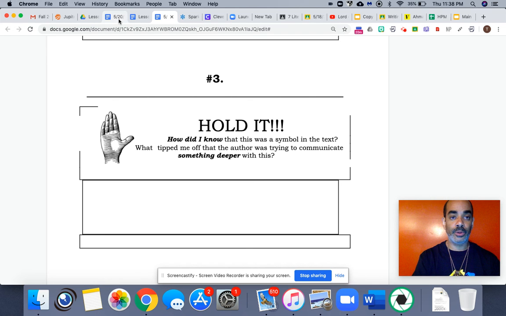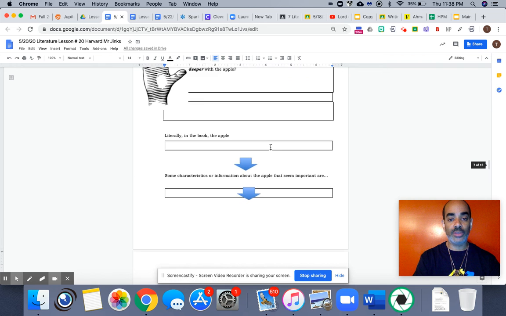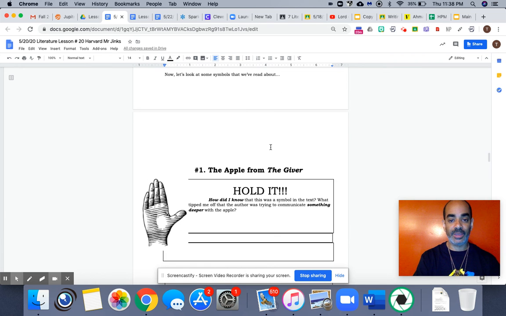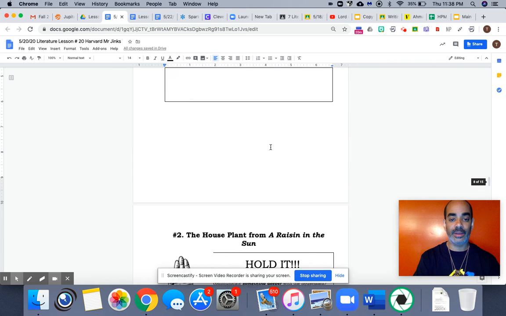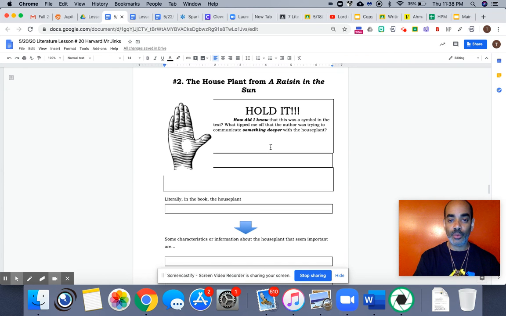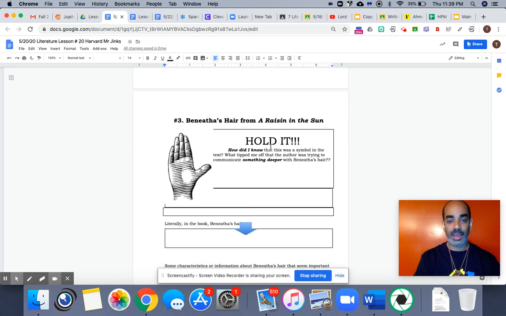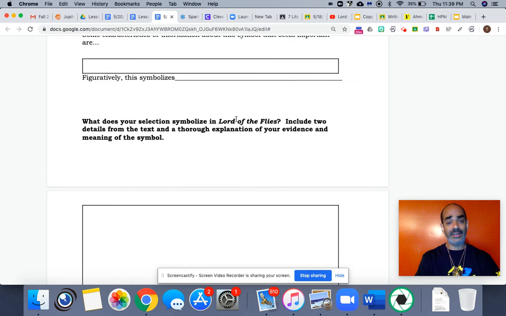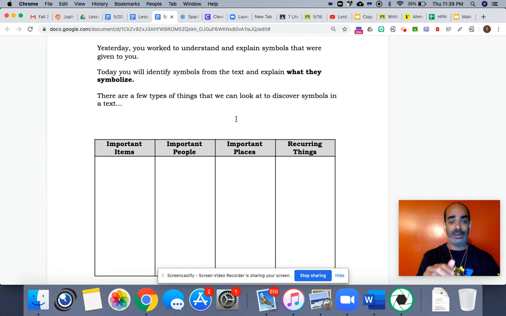Okay, just to give you a refresher of what that looks like. Remember, go back to lesson 20, where we did the same thing for the apple from The Giver. What did that symbolize, and what was symbolic about it? Number two, the house plant from A Raisin in the Sun. We discussed the symbolization of that, and Beneatha's hair from A Raisin in the Sun. So I'm just giving you samples of what you can choose from Lord of the Flies after you've gone to this section and completed the important items, important people, important places, and important things.